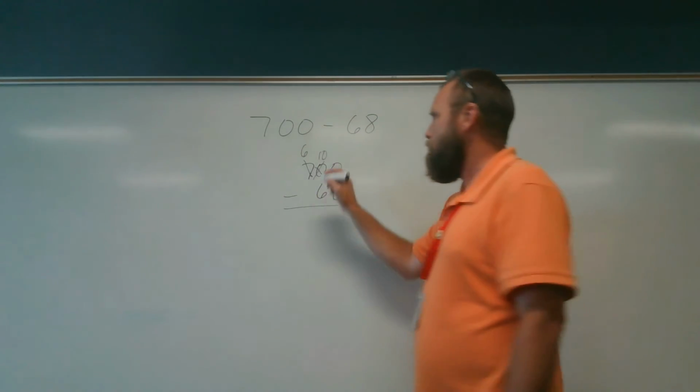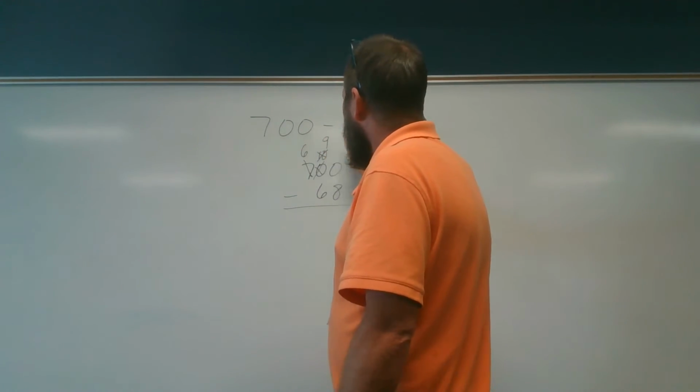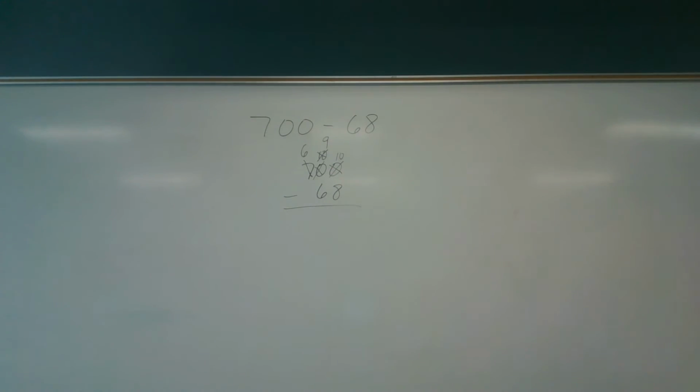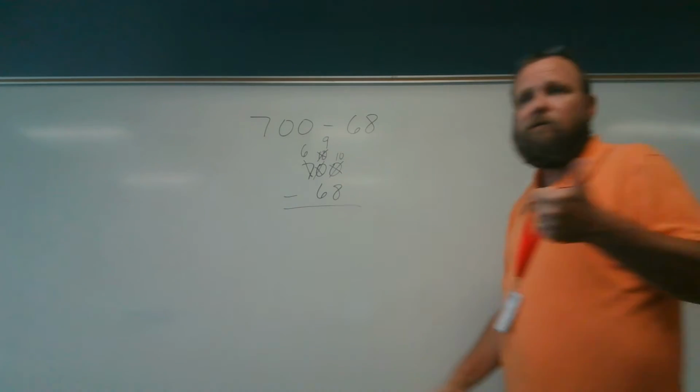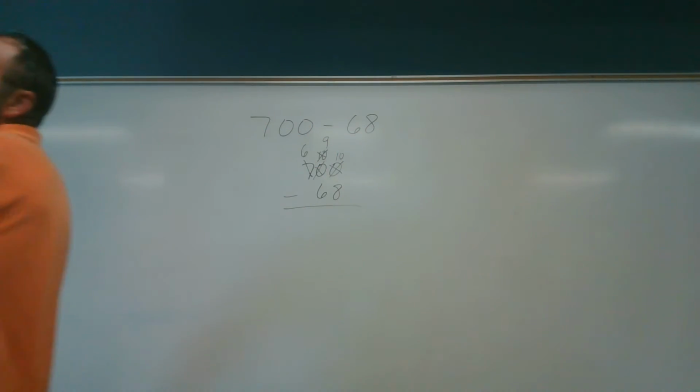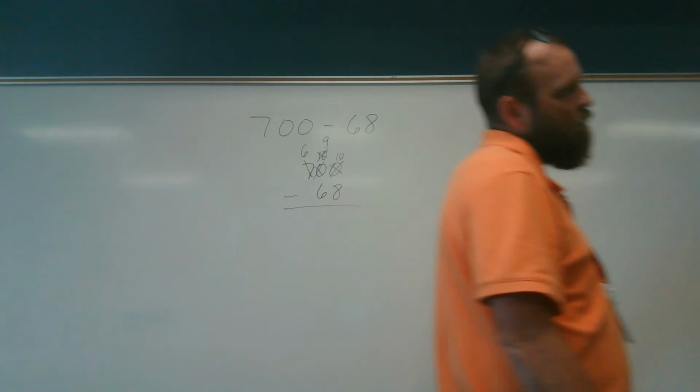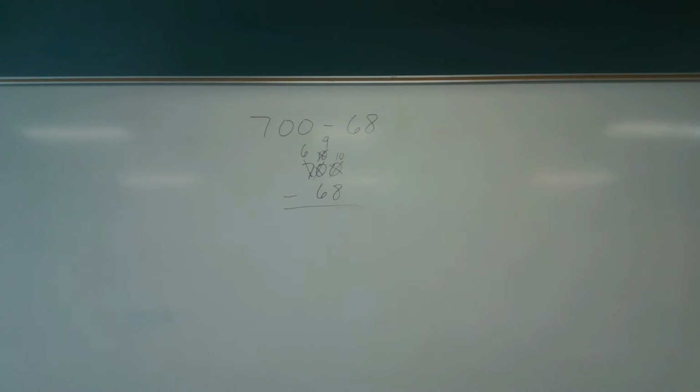However, I still cannot subtract in my ones place yet. So I have to take one of those tens, and I have to change it into 10 ones. So now the value is the same, because I have 600s, 9 tens, and 10 ones. So that would still equal a value of 700. But now I can go ahead and subtract.